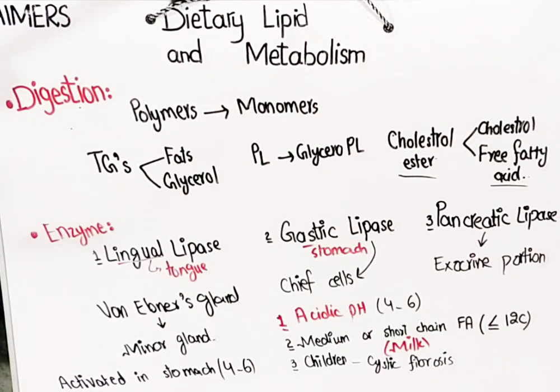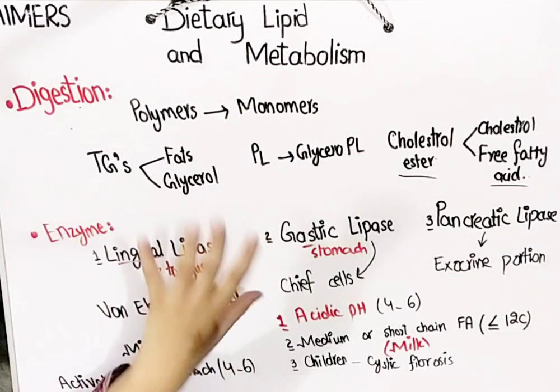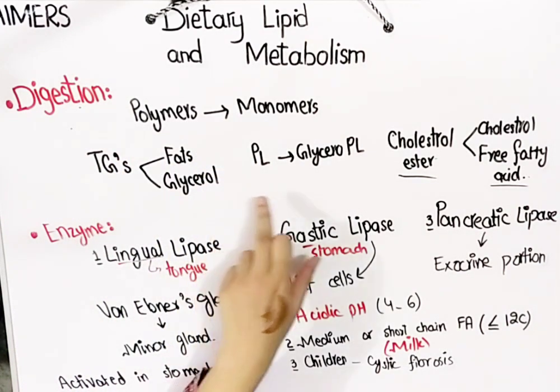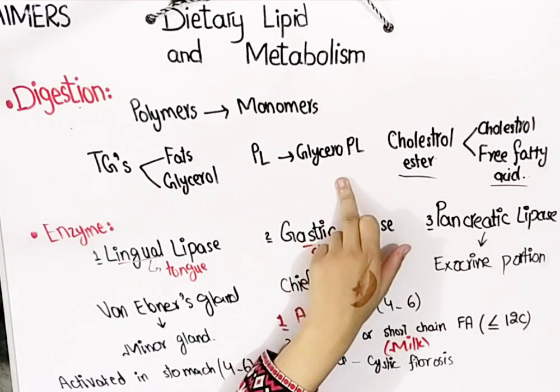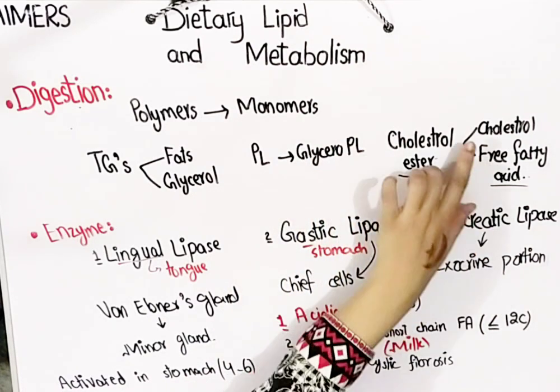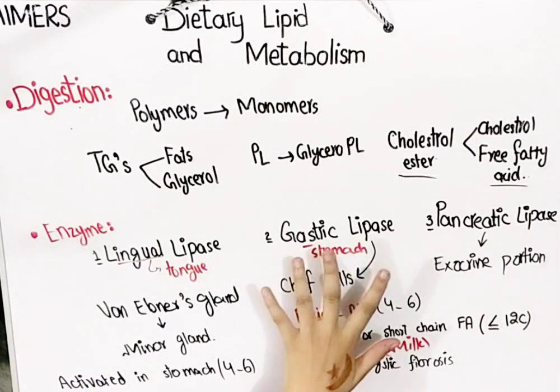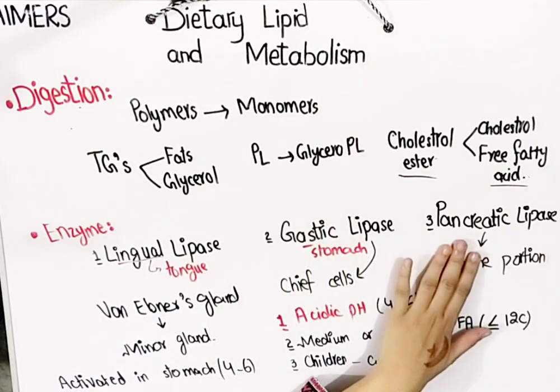Now, what we studied till now is digestion, which simply means converting polymers into monomers. TGs will be broken down into fatty acids and glycerol. Phospholipids will be broken down to glycerophospholipid, and cholesterol ester will be broken down to cholesterol and free fatty acid. I told you the difference between fatty acid and free fatty acid. The enzymes used here are three: lingual lipase, gastric lipase, and pancreatic lipase.